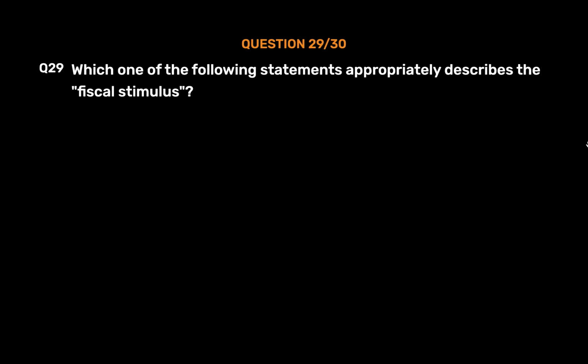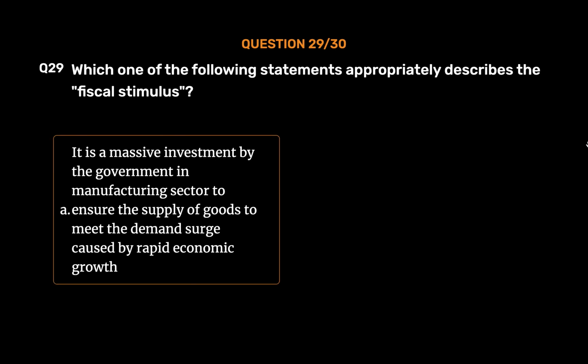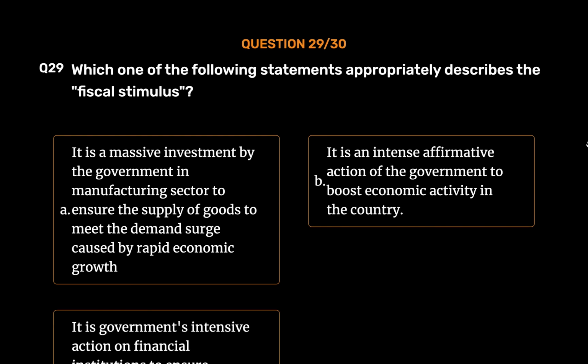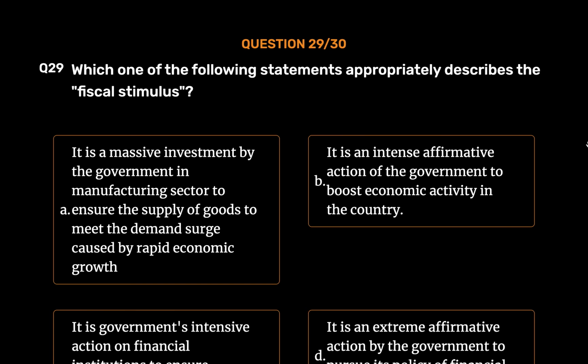Question number 29. Which one of the following statements appropriately describes the fiscal stimulus? Option A. It is a massive investment by the government in manufacturing sector to ensure the supply of goods to meet the demand surge caused by rapid economic growth. Option B. It is an intense affirmative action of the government to boost economic activity in the country. Option C. It is government's intensive action on financial institutions to ensure disbursement of loans to agriculture and health sectors to promote greater food production and contain food inflation. Option D. It is an extreme affirmative action by the government to pursue its policy of financial inclusion.